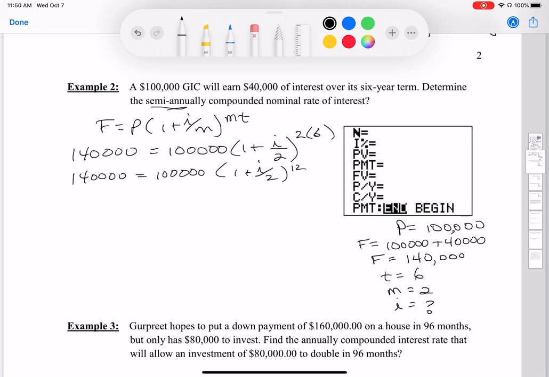Now let's go through the process of working through order of operations backwards. Recall that the first thing that we have to do is get rid of that multiplication. So the first thing always is to divide both sides by 100,000. Or 1.4.